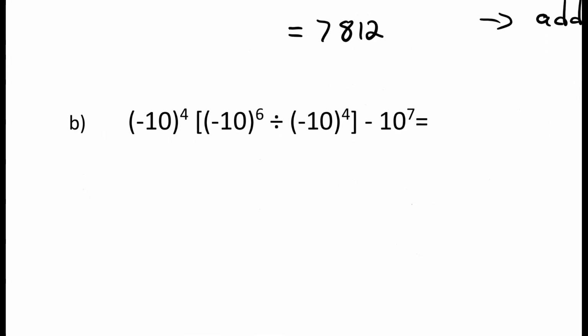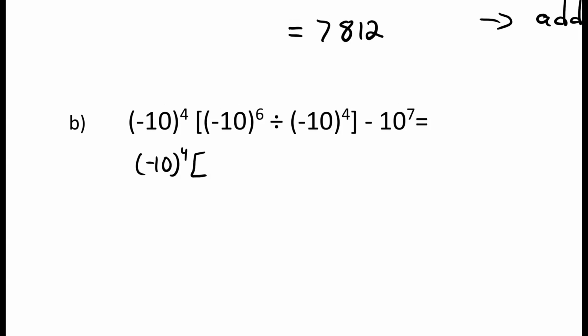For example B, we have negative 10 in brackets to the power of 4, and inside the square brackets, we have negative 10 to the power of 6 divided by negative 10 to the power of 4, and then we have subtract 10 to the power of 7 at the end. The first thing that we want to look at is what's inside the brackets. And because it's division, we know that we're going to be subtracting the exponents. So first thing is I'm going to write down the negative 10 to the power of 4 because we're not doing anything with that yet.